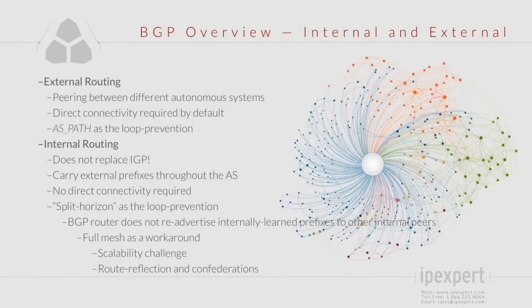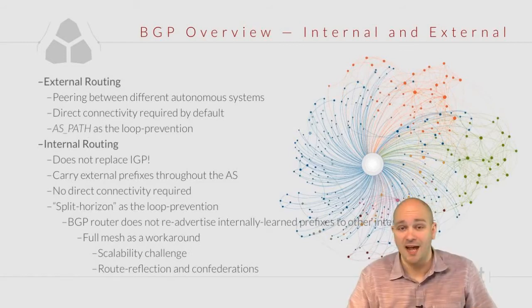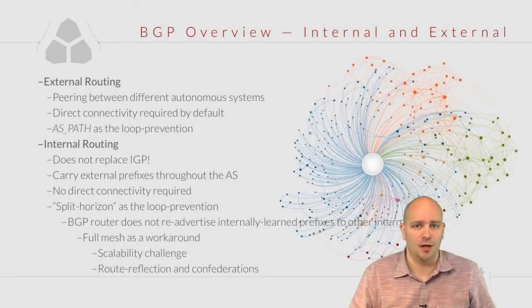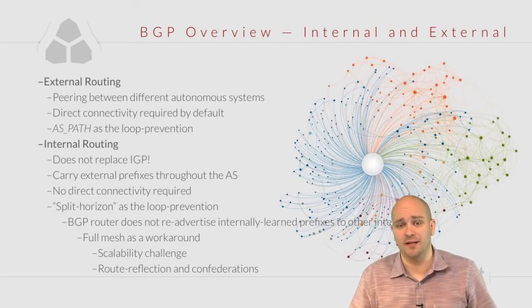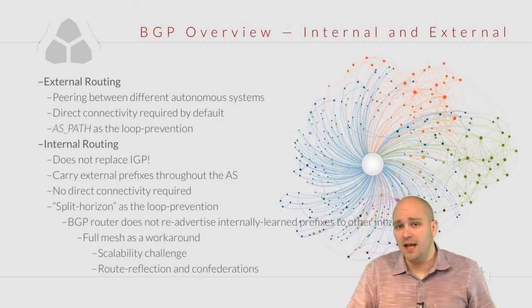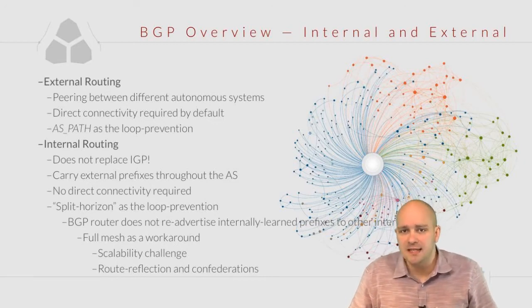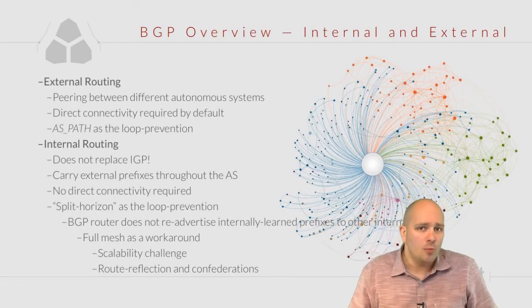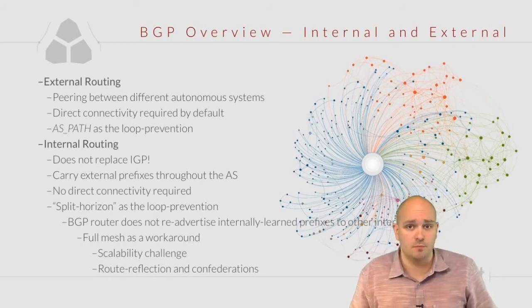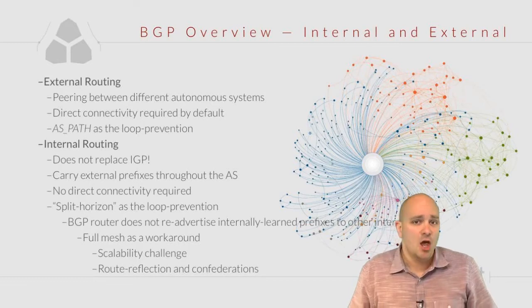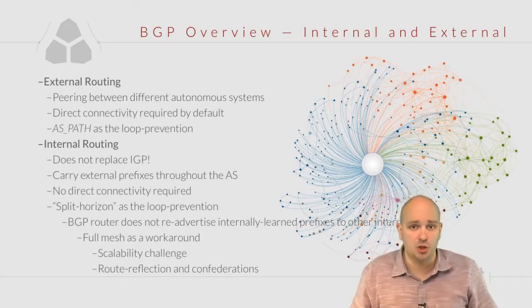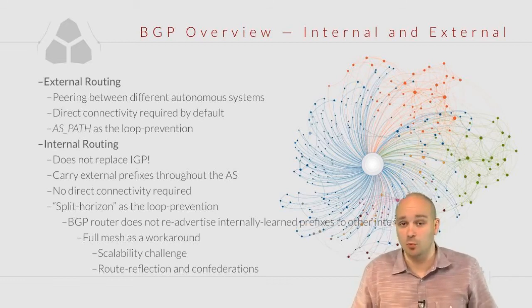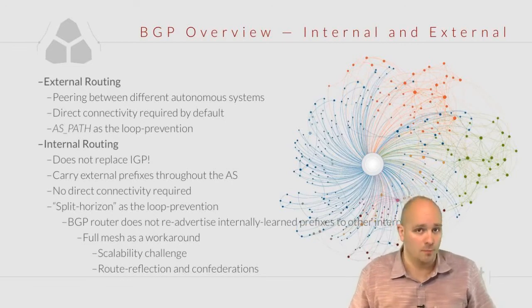BGP as a protocol can serve two roles. It can be used to carry the information about the external routing, and here by external we mean the routes that have been learned from outside our autonomous system. Or it can be used to carry those routes inside our autonomous system. When we are running BGP between two autonomous systems, we usually say that we are dealing with external BGP routing. When we are carrying the routes inside our autonomous system, we say that we are running internal BGP routing.